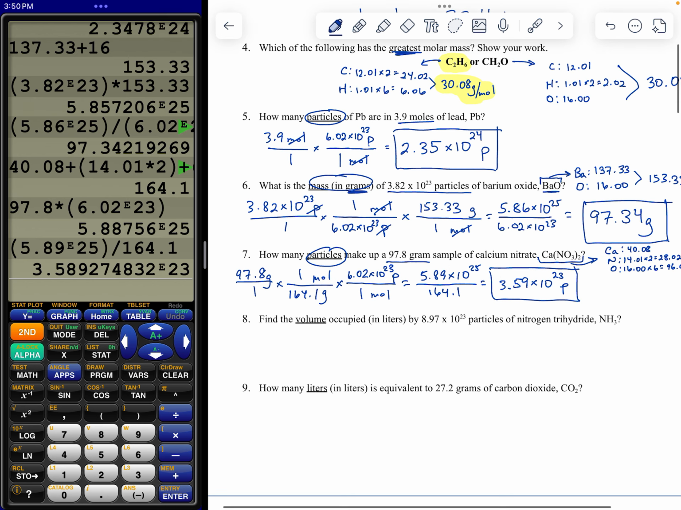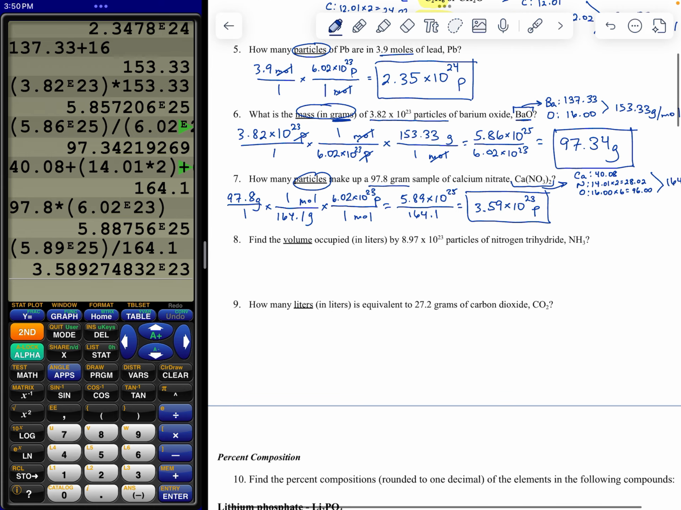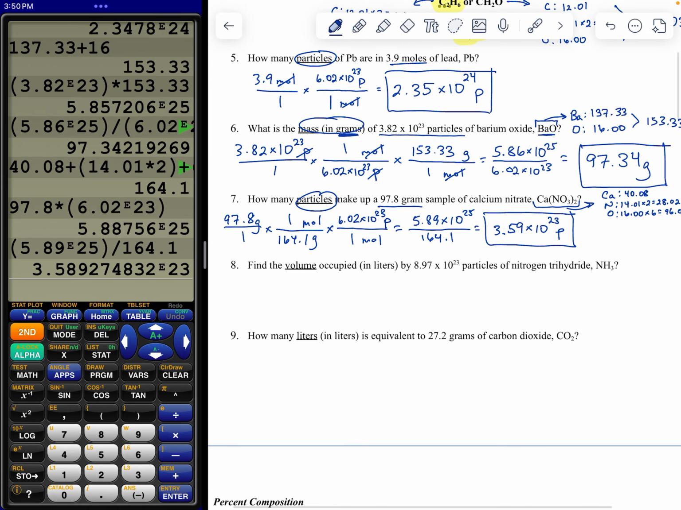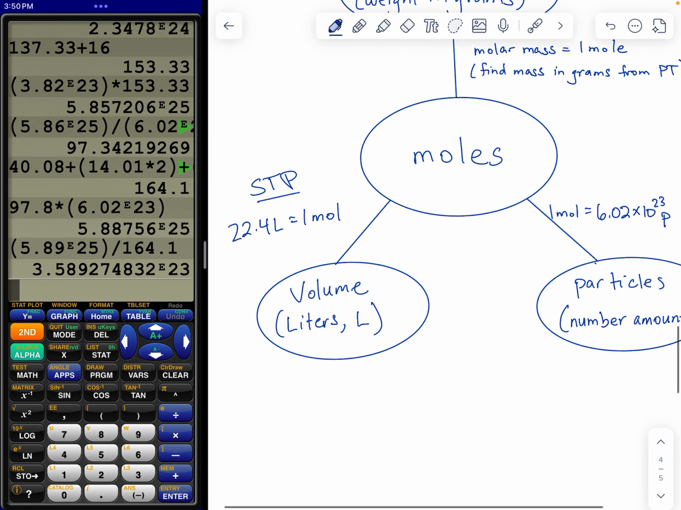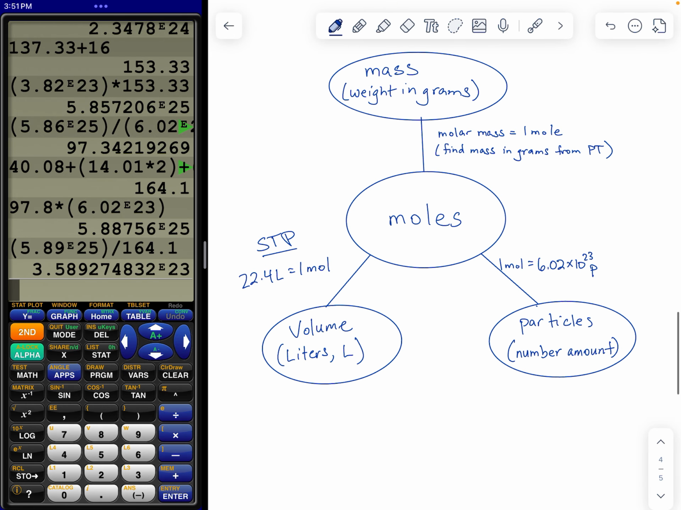All right, a couple more. Find the volume occupied in liters by this many particles. So we have this many particles of nitrogen trihydride. We're trying to find volume now. And so what we can do is identify how we're going to get from particles to volume. And we use the periodic table. Actually, not the periodic table this time.